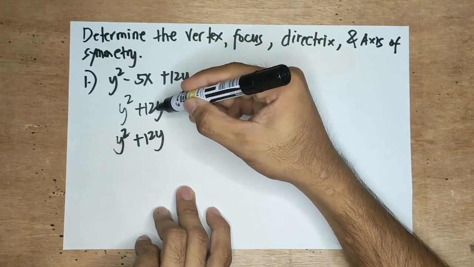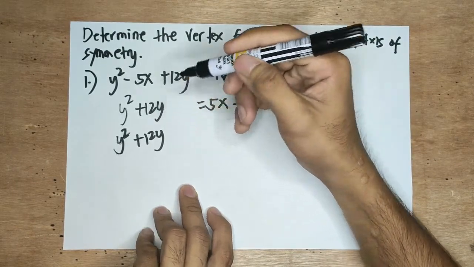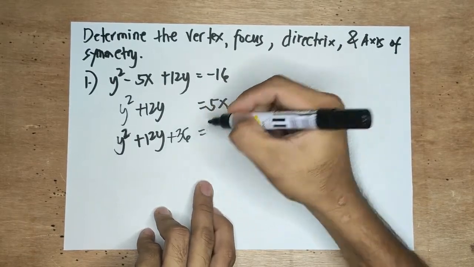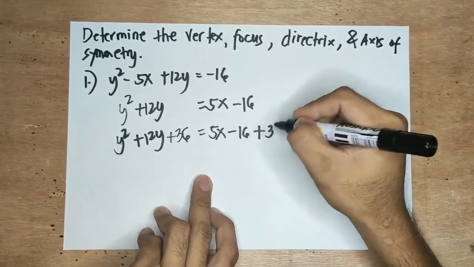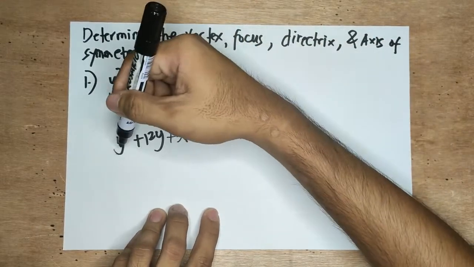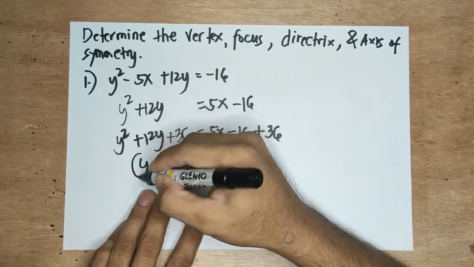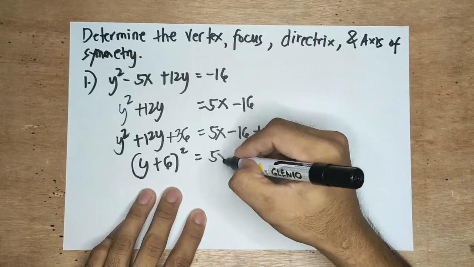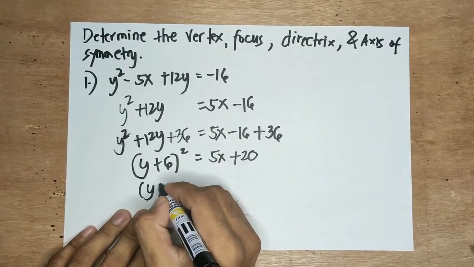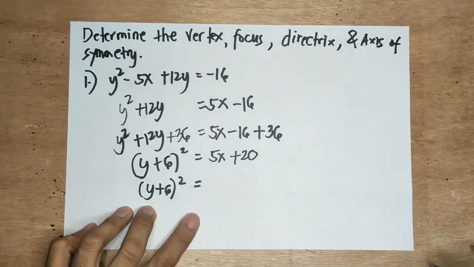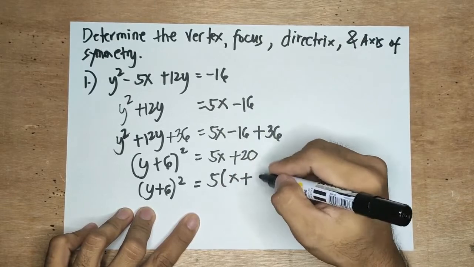After obtaining the half of the coefficient, i-square naman natin siya. 6 squared, or 6 times 6, we have 36. So we bring down 5x minus 16. Then we also add here positive 36. Perfect square trinomial na ito, pwede na natin siyang i-factor out. We have y plus 6 squared is equal to 5x plus 20. Simplifying further, y plus 6 squared is equal to 5 times x plus, 20 divided by 5, we have 4.